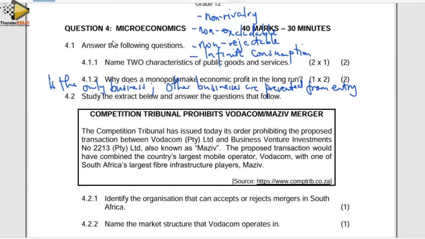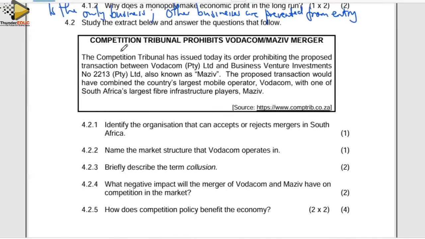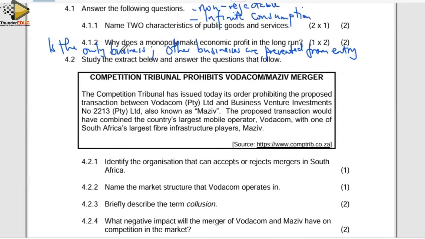Then number 4.2, it says, Competition Tribunal prohibits Vodacom massive merger. Right, let's look at the question. Identify the organization that can accept or reject mergers in South Africa. If you want to merge, it has to be approved by the Competition Tribunal. Name the market structure that Vodacom operates in. Vodacom operates in an oligopolistic market.